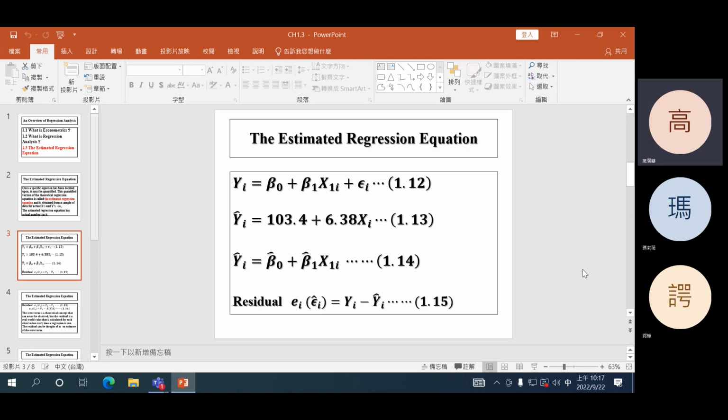So 1.12 is the population relationship between X and Y. You can imagine it in your mind. Then 1.13 is where we collect those data and then end up with this one. So what's the difference between these two equations mathematically? Look at these expressions. What's the similarity and what's the difference?